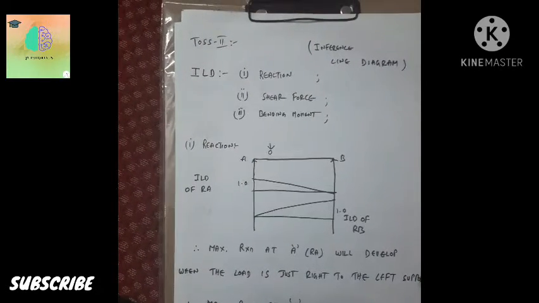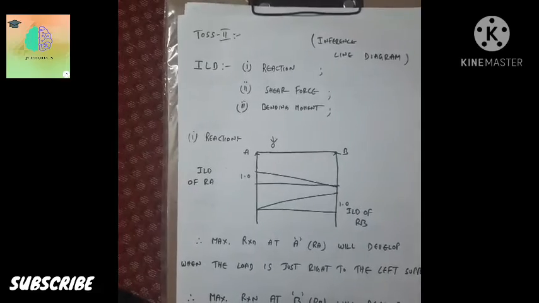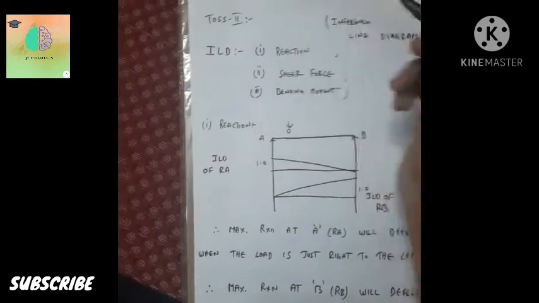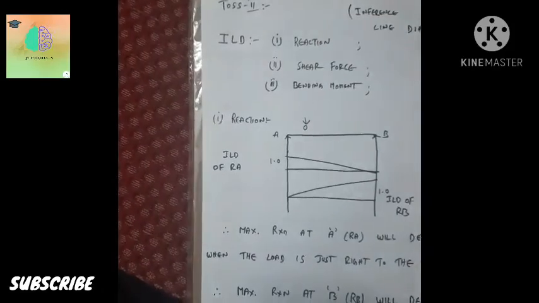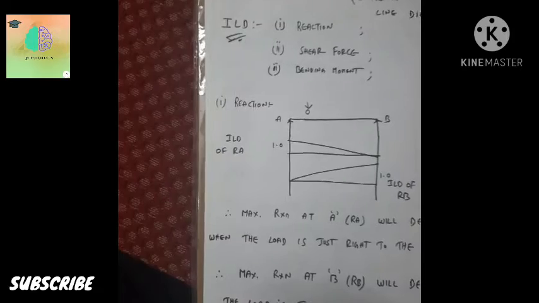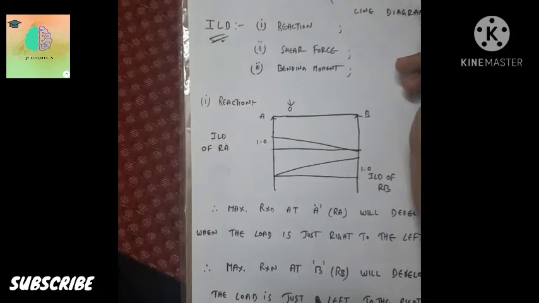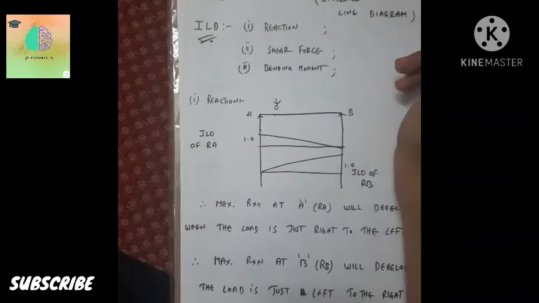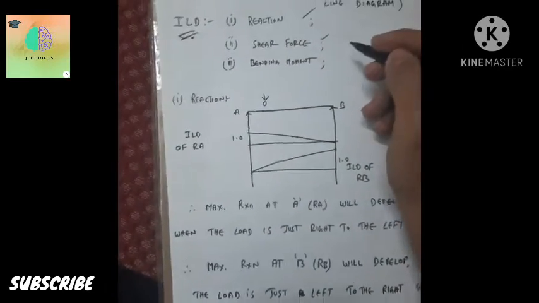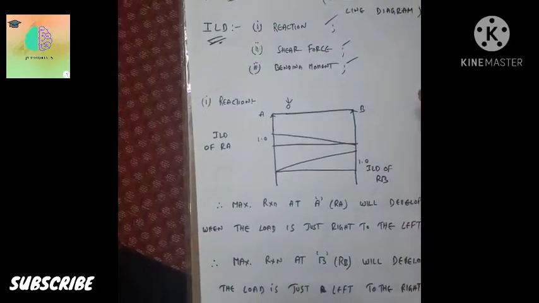Hello guys, so we've been dealing with problems of TOSS-2. The first method is ILD. First, what is the meaning of ILD? The full form is influence line diagram. So in the ILD diagram, we've been calculating first reaction, then shear force, and then bending moment.